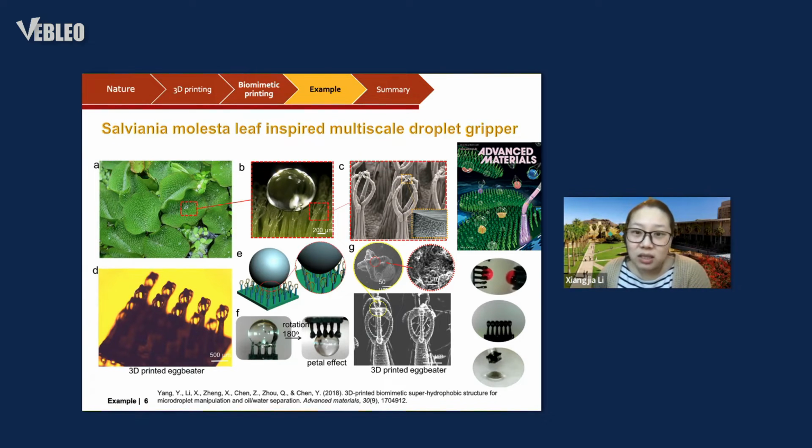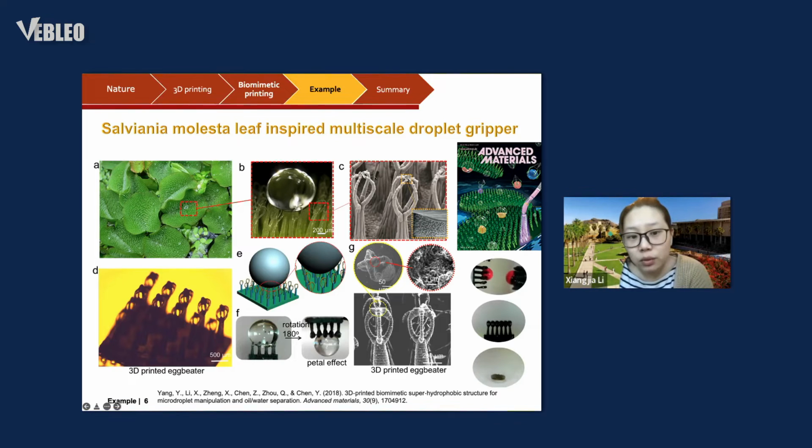We get the inspiration from nature. We found that there is one plant called Salvinia molesta. It has a special egg beater shaped structure, and it can grab the water droplet, but it shows superhydrophobic property, unlike the lotus leaf.